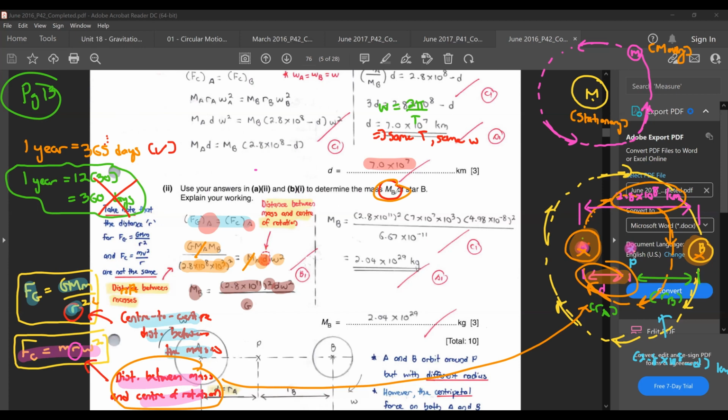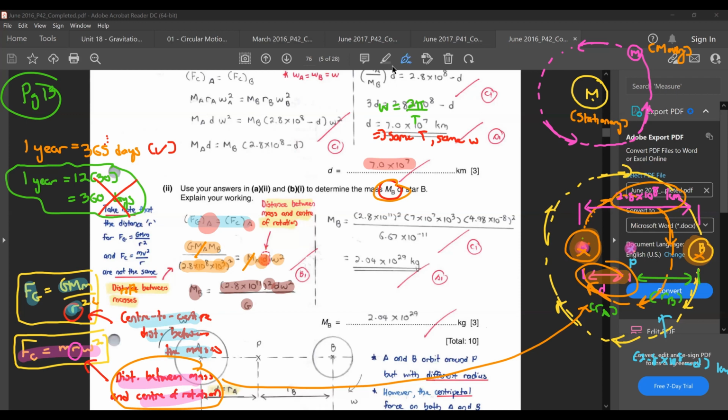When you see MB here, the first thing that would occur to you is to probably use FGB equals to FCA, isn't it? But eventually you notice that the mass cancels off. I'm going to end up with MA instead. So that's the reason why I use A now, because I want to get B directly.